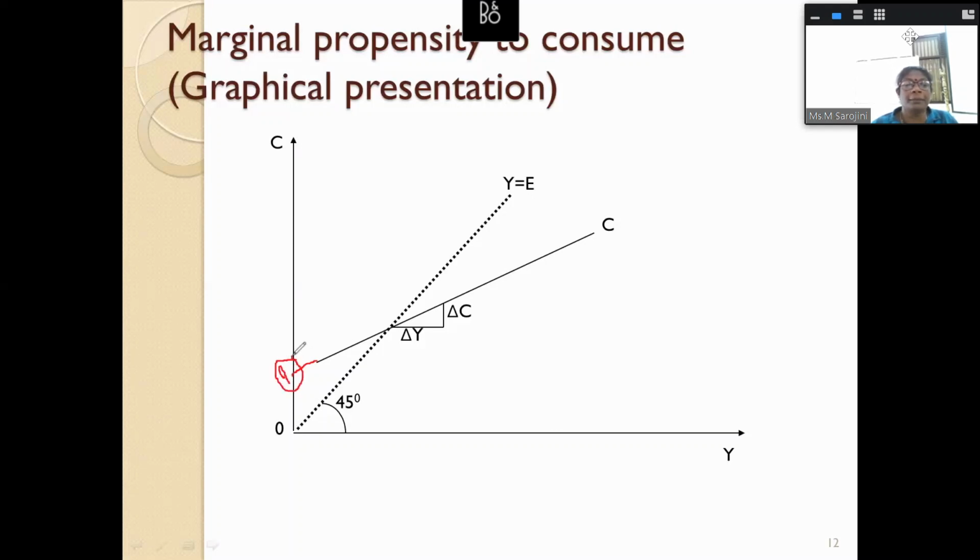What is A? Anybody? What is A here? In this diagram, what is explained by A?